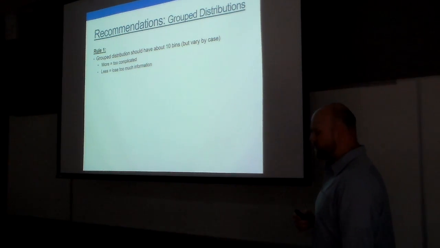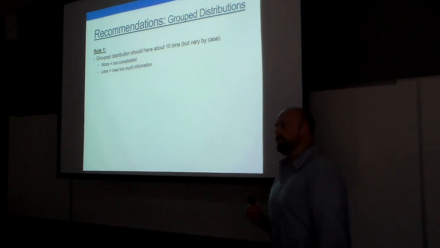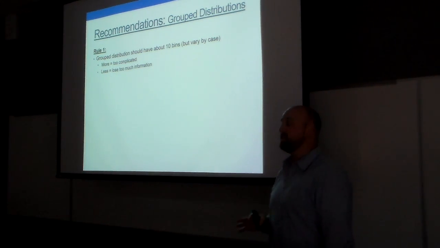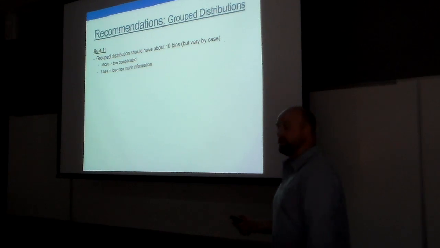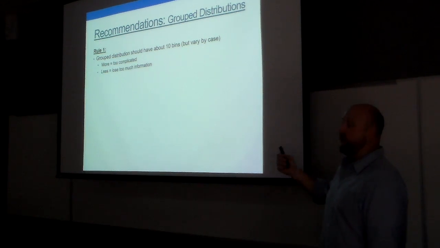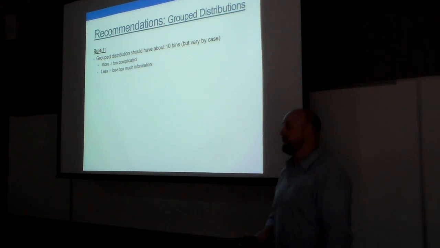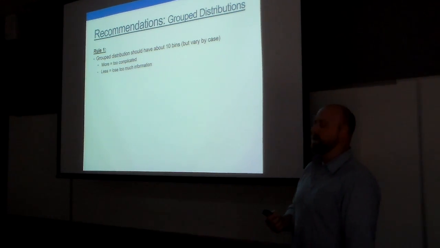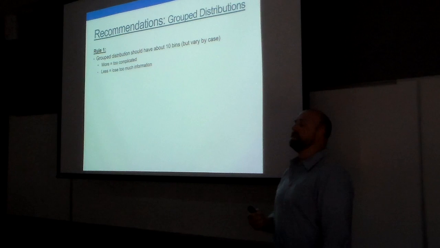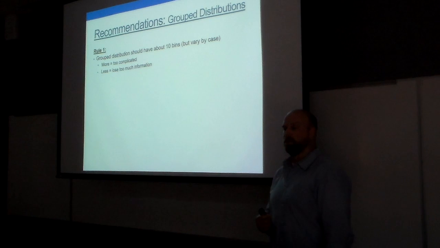frequency tables. These are general recommendations, they're flexible, but things you should be thinking about when you're putting this together. Rule number one, distribution should have about 10 bins probably. Now this is going to vary from case to case. Sometimes you're going to have more, sometimes less. But if you have more than 10 bins without a good reason, there's a good chance your frequency table is going to be too complicated, and you're going to be cutting things too thin. If it's less, you've put people in the same category that may not be comparable.